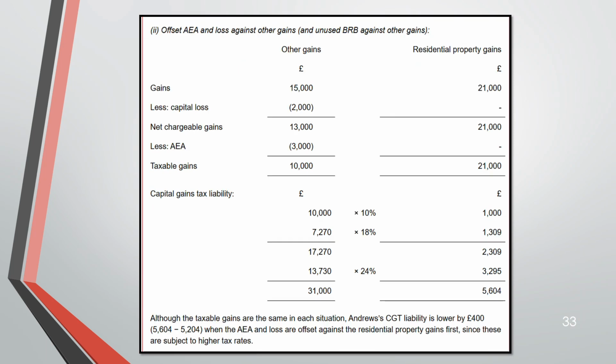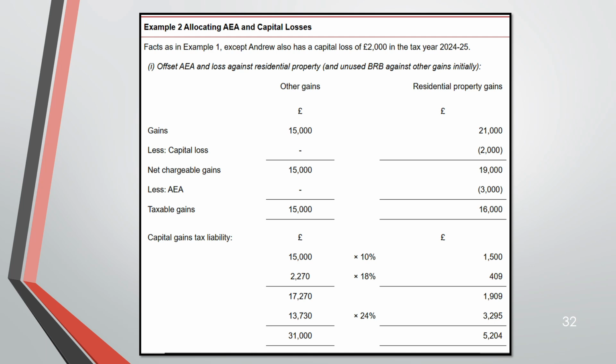So, example 2 will help you to understand this better. First, as in example 1, except now he has a capital loss of 2,000. So, the basic idea: offset your AEA and loss against residential property. Rule number 1. Rule number 2, unused basic rate band against other gain. If you remember this rule and you stick to it, you will never get it wrong. You only have to memorize this line: AEA and losses against residential, unused basic rate band against other gain.